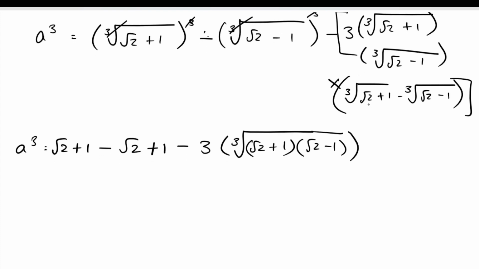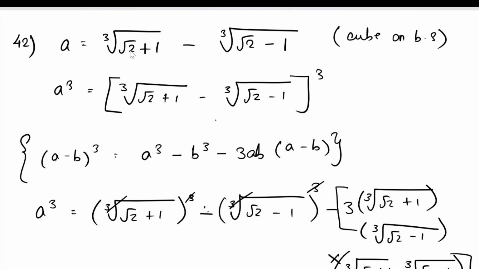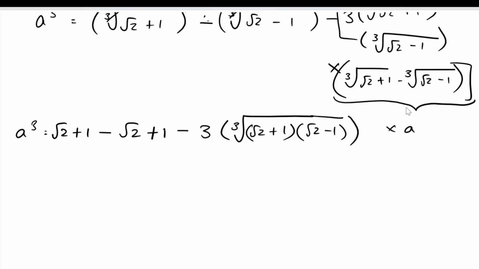And this into a minus b, if you see, this is in the form of a, which is given in the question. Here in the question, a is equal to cube root of root 2 plus 1 minus cube root of root 2 minus 1. That is what is here inside the bracket. So I am taking it as a. So now here root 2 and minus root 2 will get subtracted. So we are left with a cube is equal to 2 minus 3.